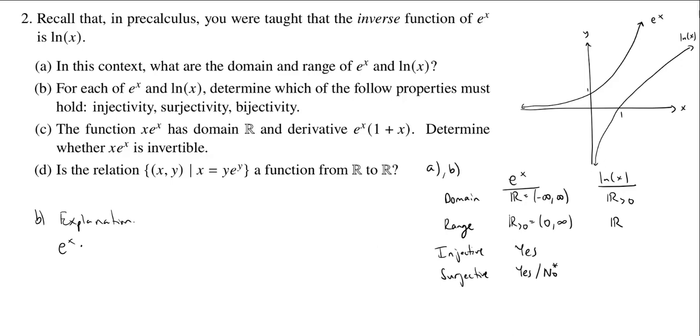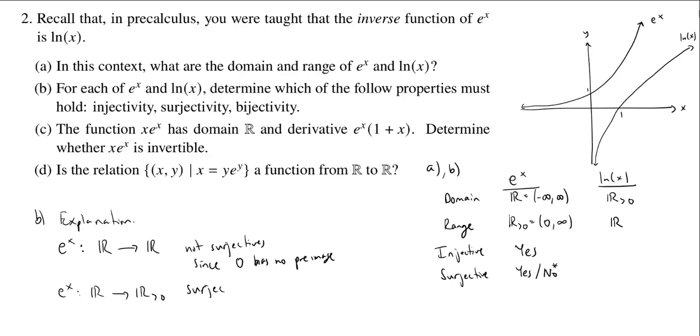So if I think of e to the x as a function from the reals to the reals, then this is not surjective, since, for example, 0 has no preimage. But if I think of e to the x as a function from the reals to the positive reals, then it is surjective. Okay, and you say, well, which one is it? Well, I don't know. It depends on which exponential you want to write down. That's up to you.